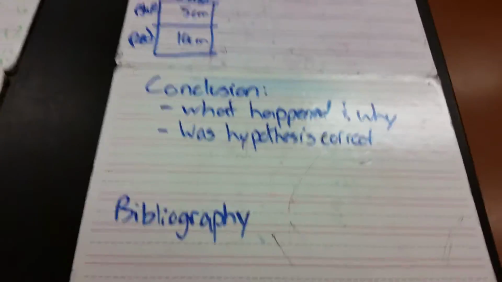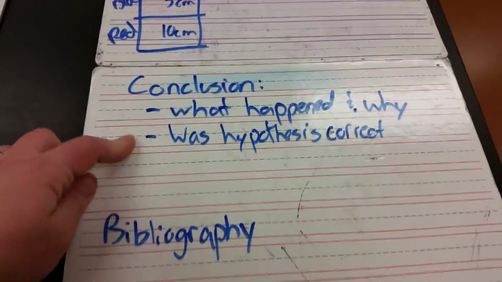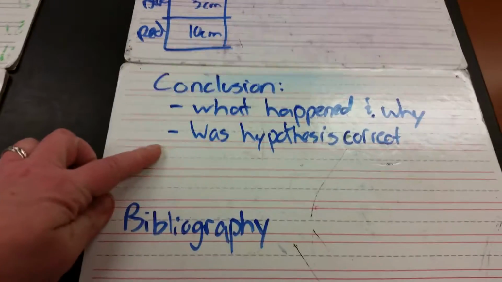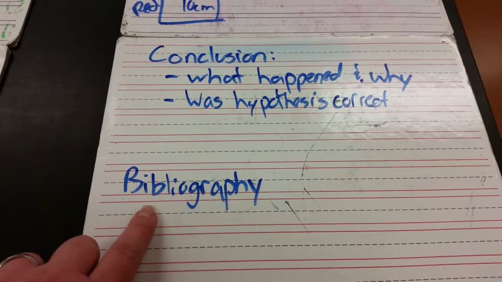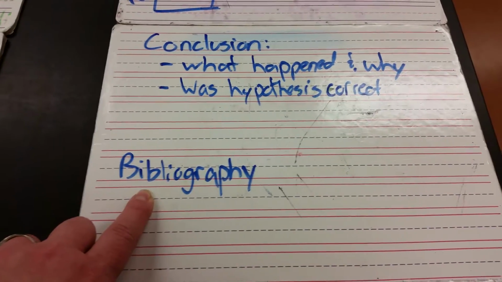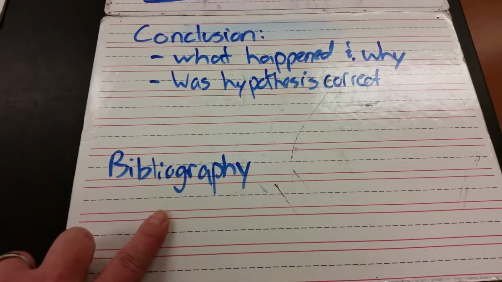Lastly, I want to analyze that data and draw a conclusion. So what happened in my experiment and why? Was my hypothesis correct? Did I make any mistakes? Those are the types of questions you want to ask in your conclusion. And then you want to make sure you cite any information that you looked up on the internet or from your textbook so that you're giving credit to the source of information.